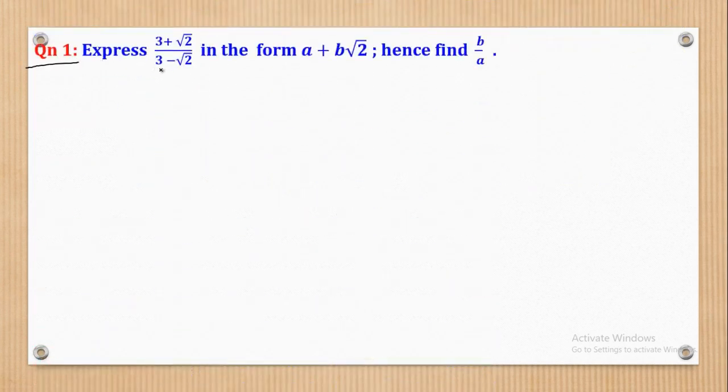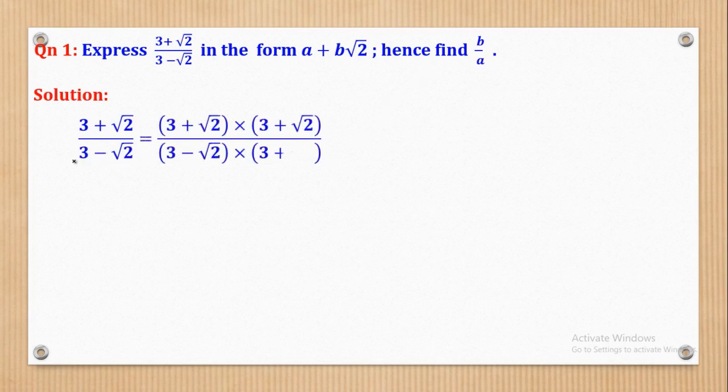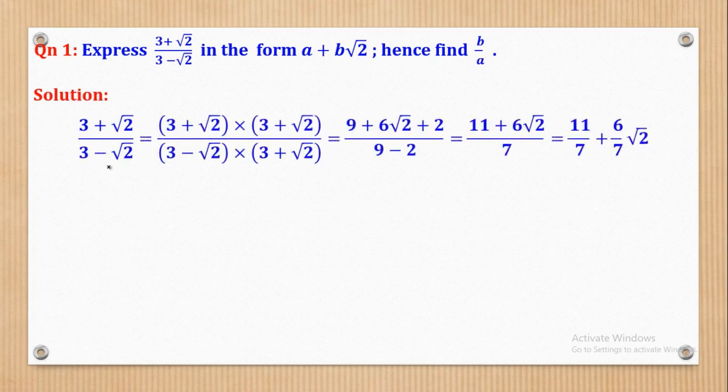Question 1 says, express this in the form this, and hence find b over a. So in this case, the conjugate surd is 3 plus root 2. That's why I multiply it both up and down. Then when you expand, this times this gives you 9. Then this times this gives you 3 root 2, and also this times this is 3 root 2, so when you add the 2 you come up with 6 root 2. Then this times this gives you 2, which is here. For the denominator, it is difference of 2 squares, so this squared is 9 and this squared is 2.